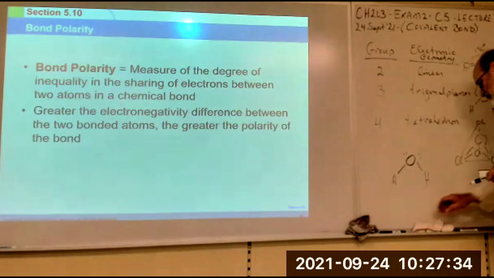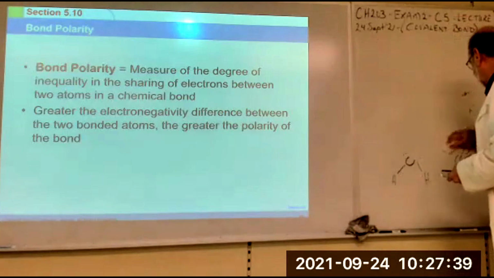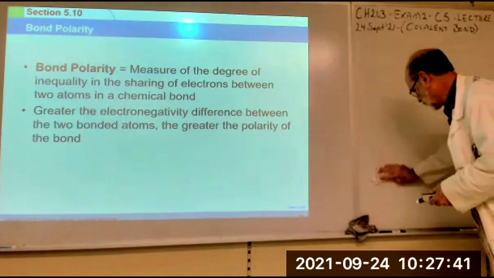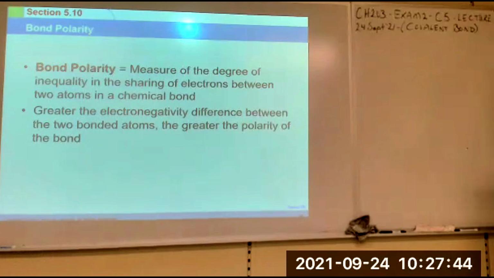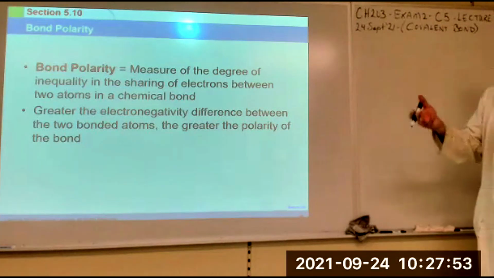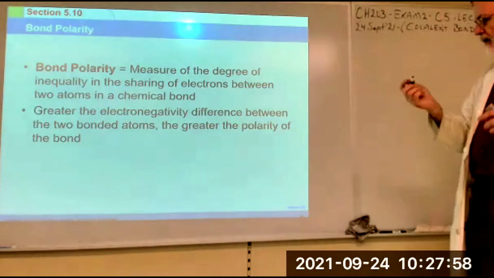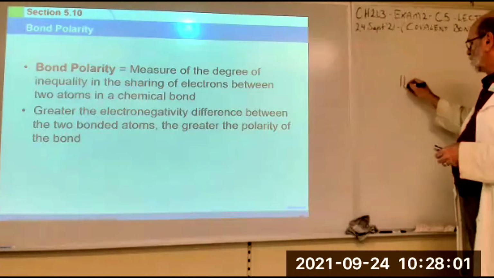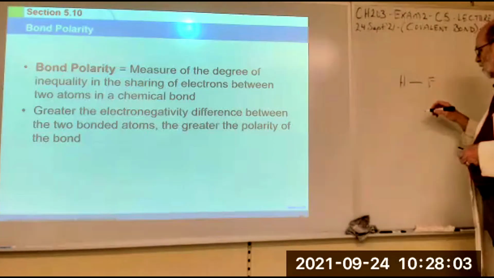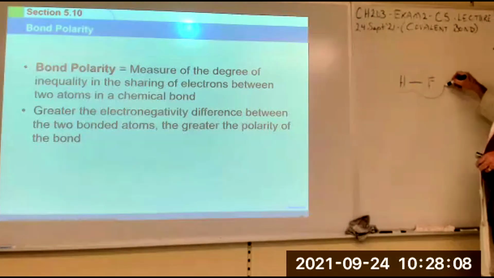So when we get two atoms bonded together, the electrons tend to spend more time around the electronegative atom. The more electronegative atom will tend to attract electrons to itself. So the bond between two, like this one, the electrons are going to spend more time over here. So it'd be something like this.